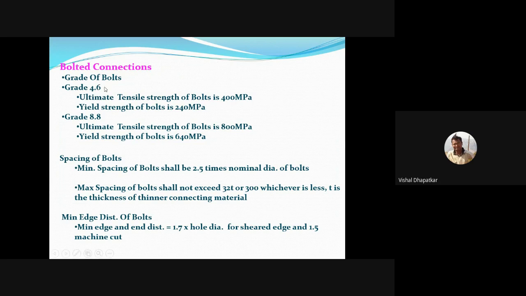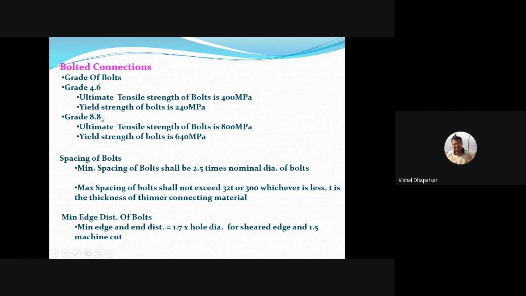When we say the grade of bolt is 4.6, what does it denote? The first number, 4, denotes the ultimate tensile strength of the bolt material. So 400 is my ultimate tensile strength of the bolt, and this 6 denotes that its yield strength is 60% of ultimate tensile strength. So 60% of 400 is my yield strength of the bolt. So it is 240 MPa, right?